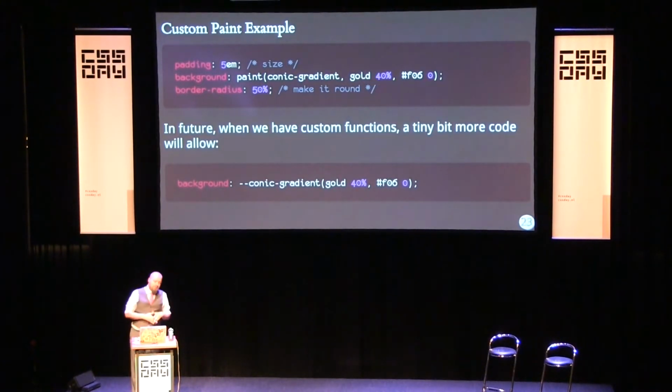In the future, when we have custom functions, this will be even easier. Another few lines of code will let you write it directly, almost identical to what you would see when it's natively implemented, just with two more dashes in there. Those double dashes that you recognize from variables are going to be persistent in here. That's how we handle custom stuff to avoid colliding with browser-defined stuff.